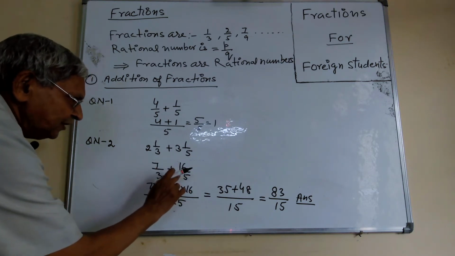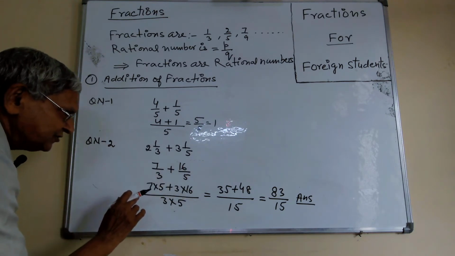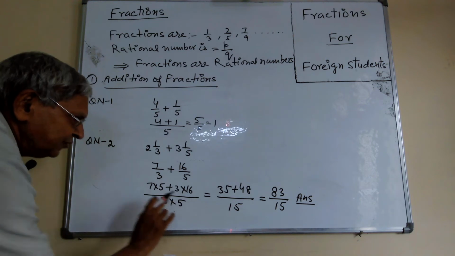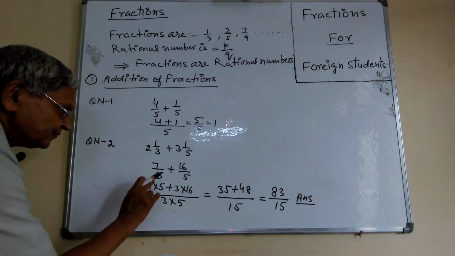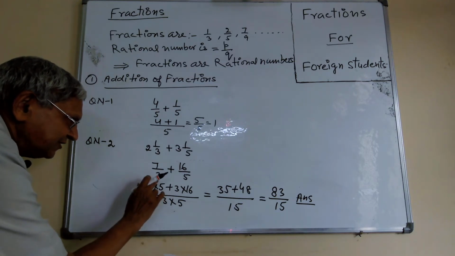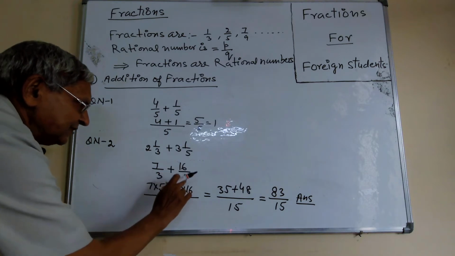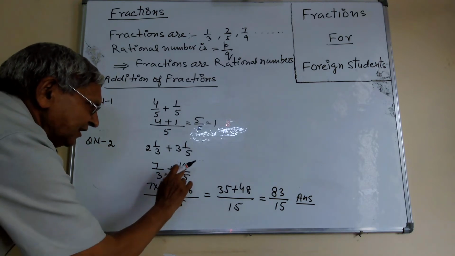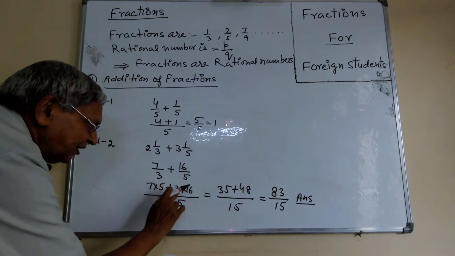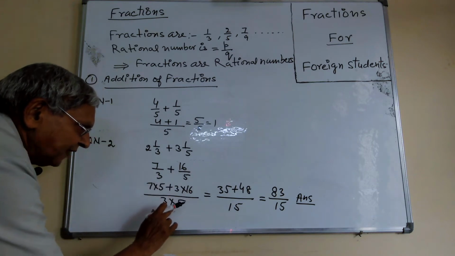These two fractions are in proper form. Now add these fractions. LCM is 3 into 5. Write down in the same 3 into 5. Now 7 will be multiplied by 5 because 3 is under the 7. So we have to leave the 7. Plus, in the second, 16 will be multiplied by 3 because 5 is under 16. We have to leave the 5.